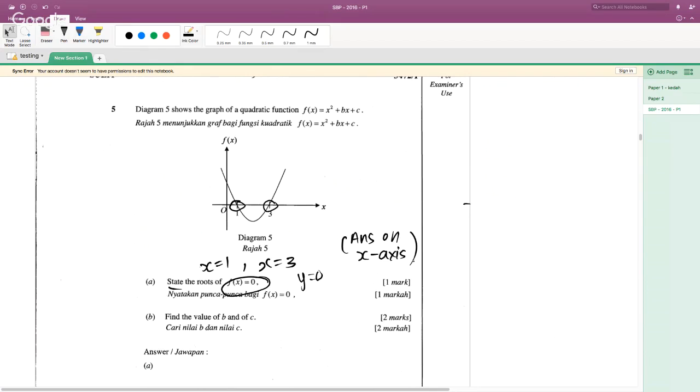All right, so find the values of b and c. In order to find b and c, you can do simultaneous equations. I mean, substitute the coordinates into it, I guess.